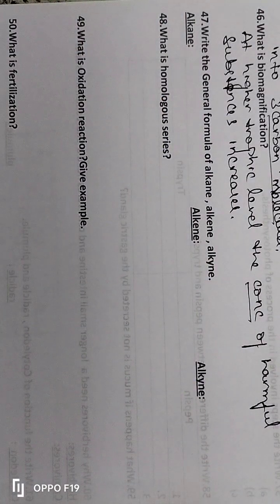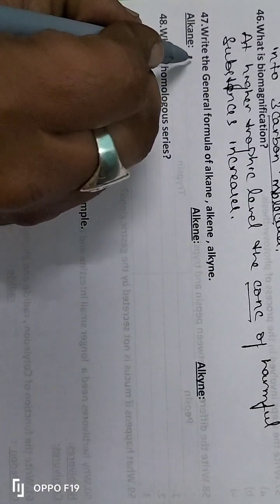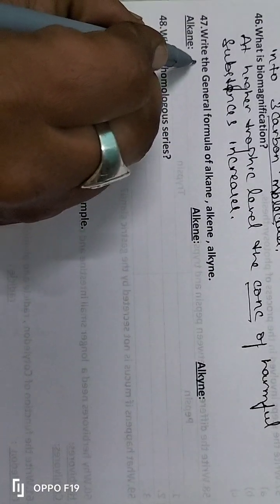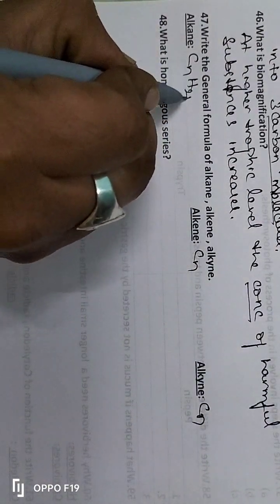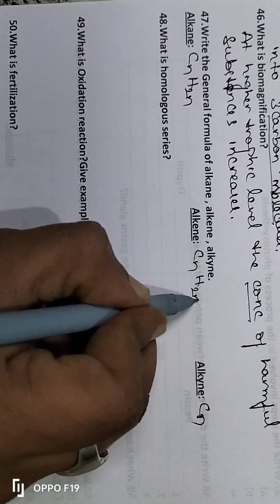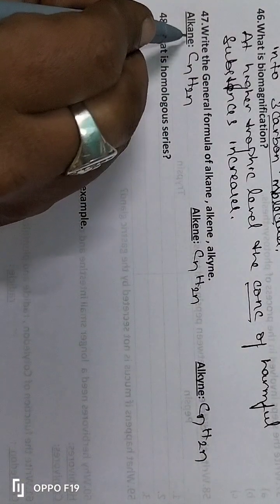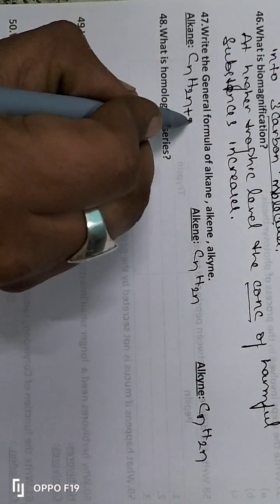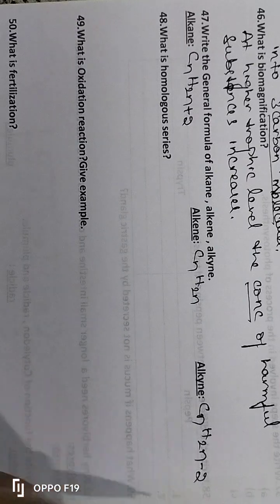Then coming to the 47th question, write the general formula for alkane, alkene, alkyne. See, I will show first the common part. In all the three you write down Cn, then H2n, for all the three. Then for alkane, plus 2. For alkene, don't write anything. Then for alkyne, minus 2.